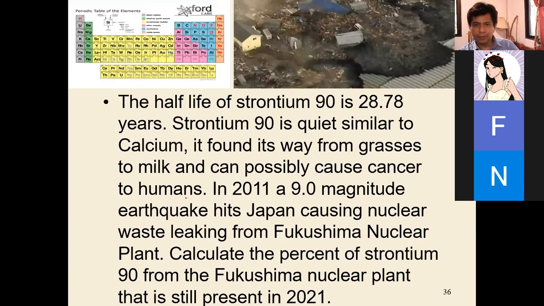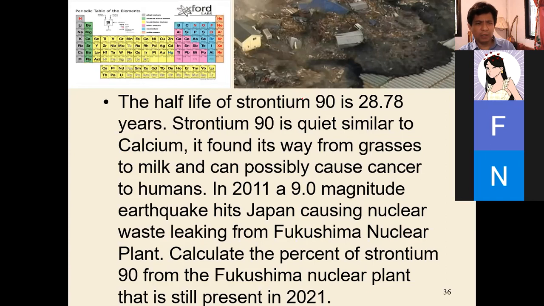Okay, natatandaan niyo pa ba yung lumindol sa Japan? 2011. Lumindol sa Japan noong 2011, merong nuclear plant, yung Fukushima nuclear plant na na-damage. So, it released radioactive material. Pag nag-release kasi ng radioactive material, yung isang pinakamalaking problema dyan is the strontium-90. Na strontium-90 yung radioactive material.